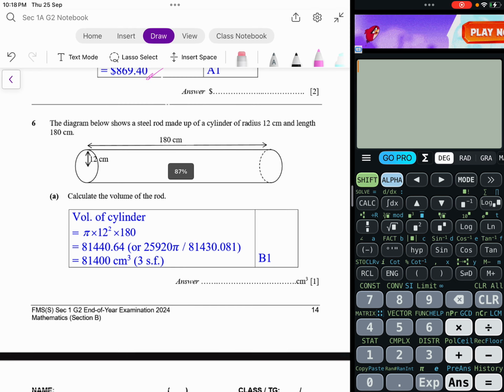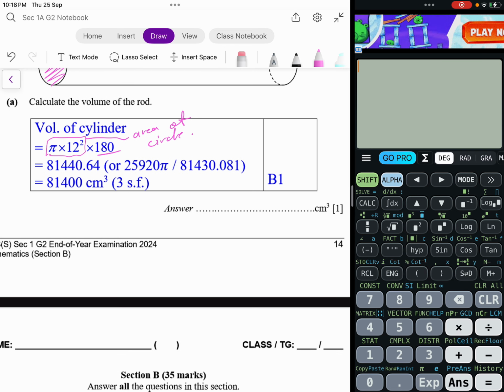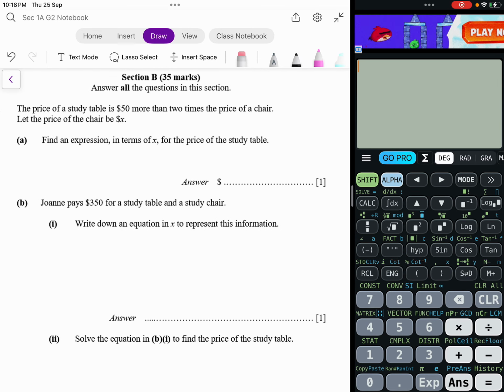Okay, next one. The diagram shows a steel rod made out of cylinder of radius 12 cm and length 180 cm. Okay, so volume of cylinder. So this is a circle, right? So this is area of circle. Then you times the length, you get your volume. Very simple.